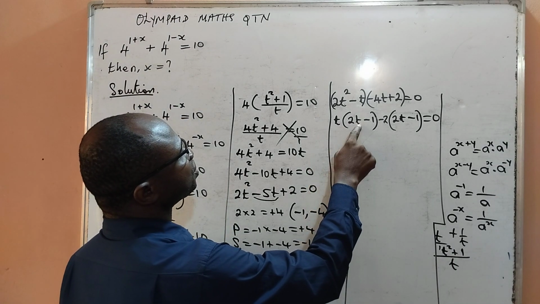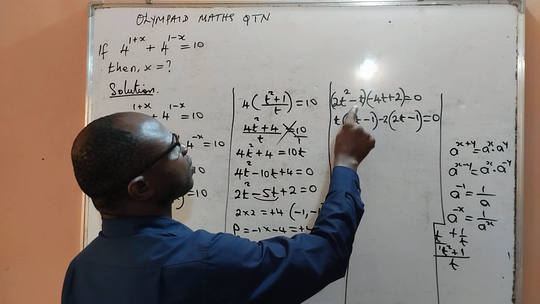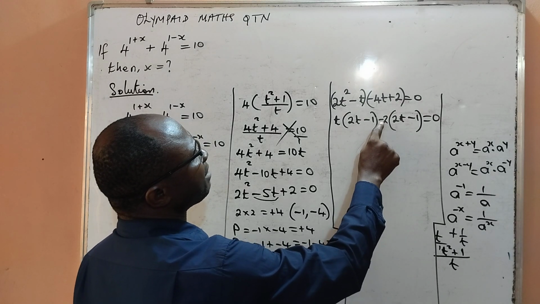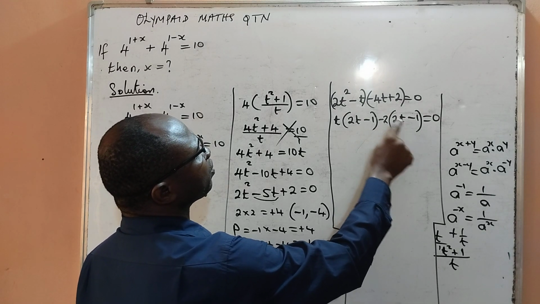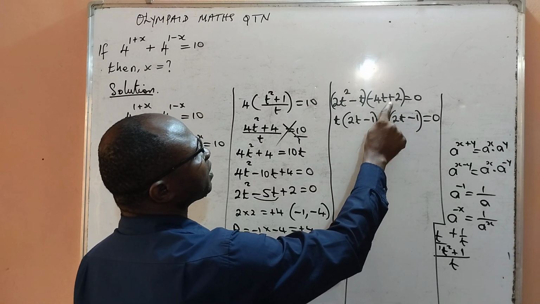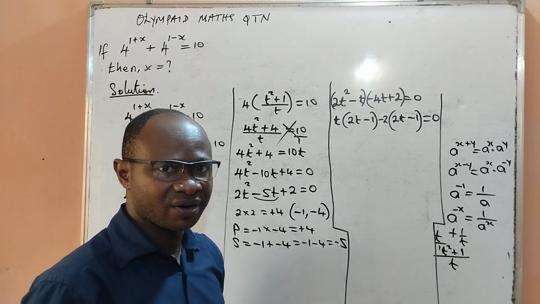T multiplied by 2t will give me 2t squared. T multiplied by minus 1 will give me minus t. Then from the second bracket, minus 2 multiplied by 2t will give me minus 4t. And minus multiplied by minus will give me plus, and 2 times 1 will give me 2. So the factorization is very correct.